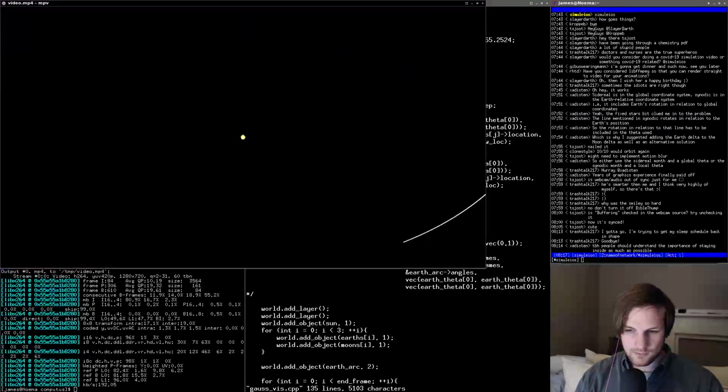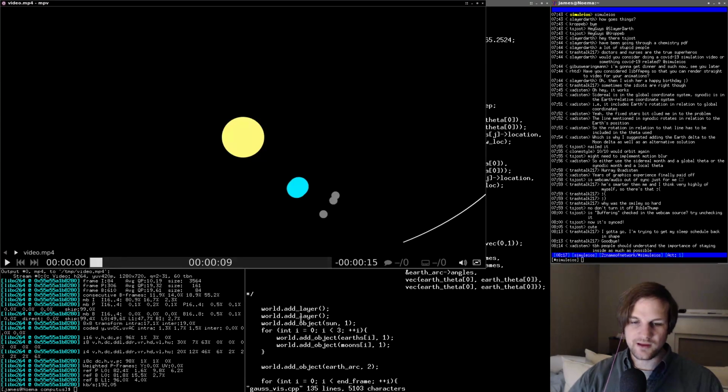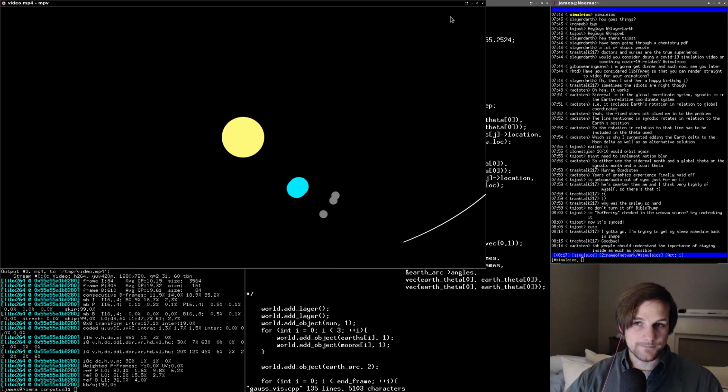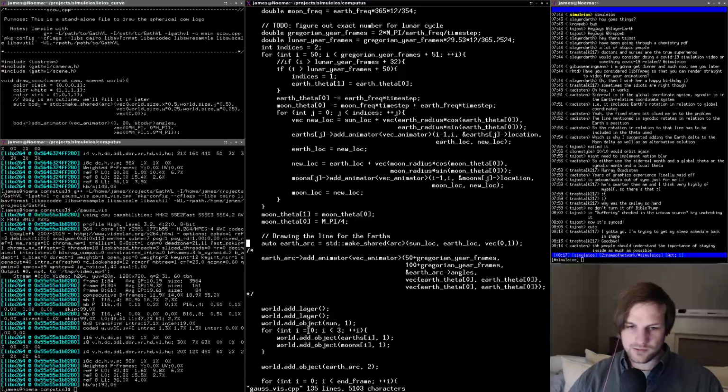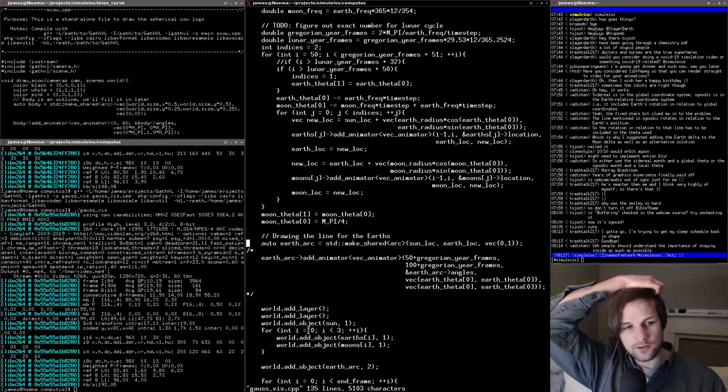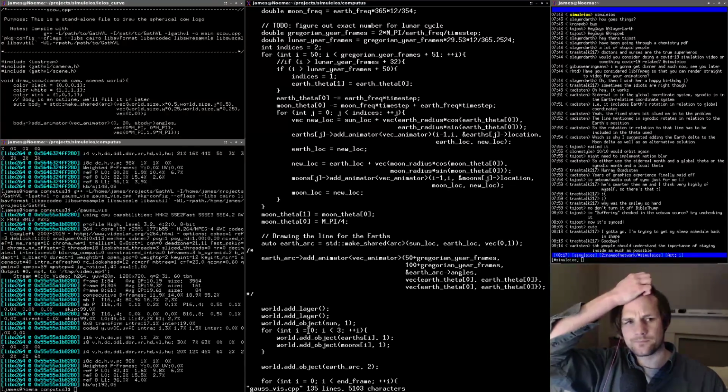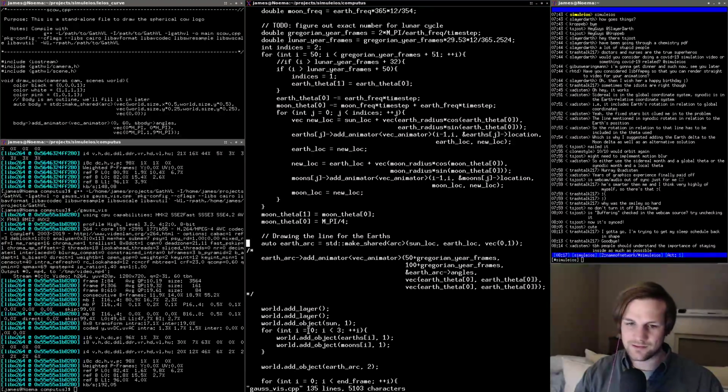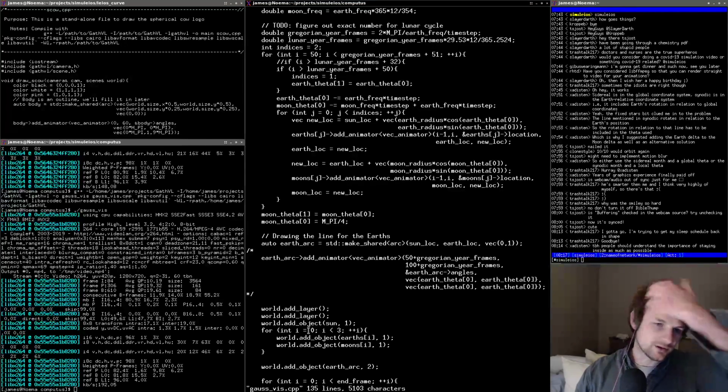Okay. And yes, so we have an arc. Do you see the arc? It's being drawn from here to there. This is not the correct arc. But it is an arc. There's something being drawn. Okay, so what do I need to do? I need to think about this a bit more, because clearly there's something wrong here. I'm not sure what I'm trying to draw.